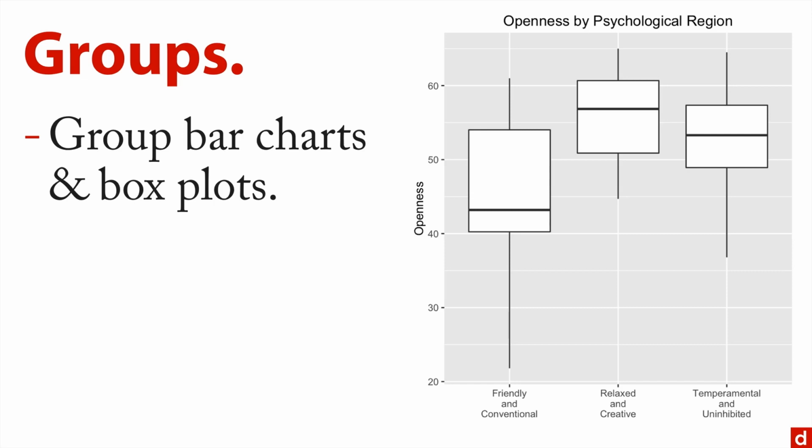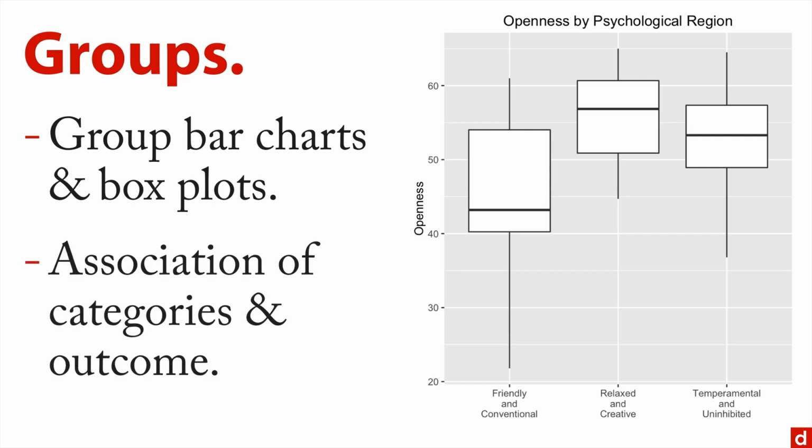And that's kind of how that works. It's also a good way of seeing the association between a categorical variable like region of the United States psychologically and a quantitative outcome, which is what we have here with openness.